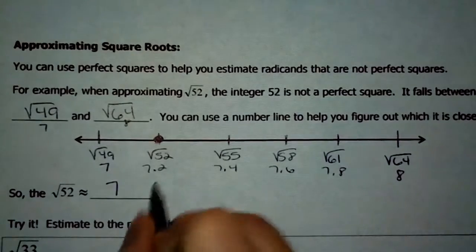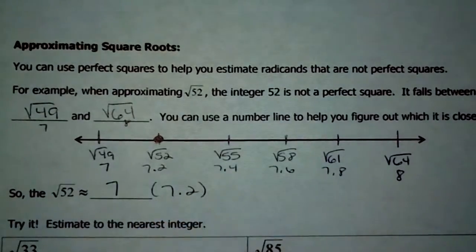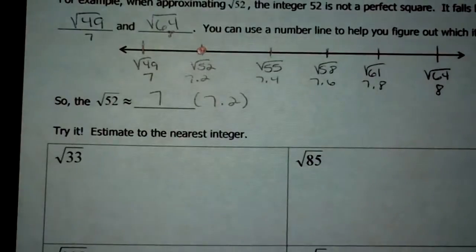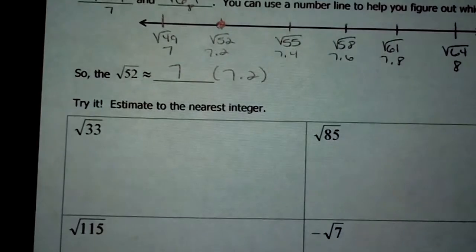So I could also say about 7.2. And that would be a decimal approximation. Okay, so now I'd like you to try a couple, and it just says estimate to the nearest integer. So we don't have to worry a ton about what the decimal would be. We'll talk a lot more about that in class, but for now I just want you to get which whole number it's closer to.